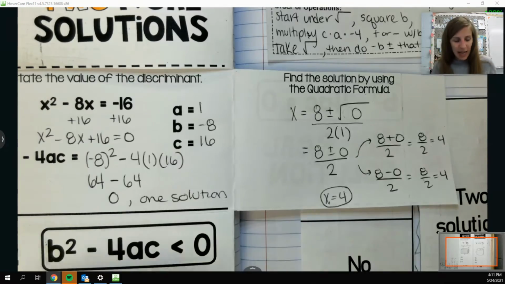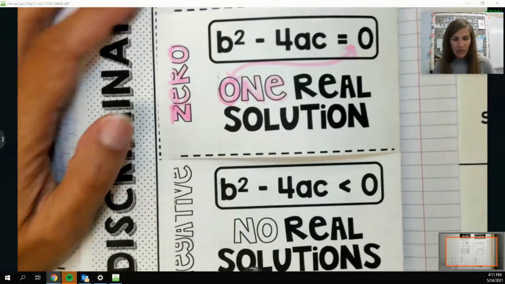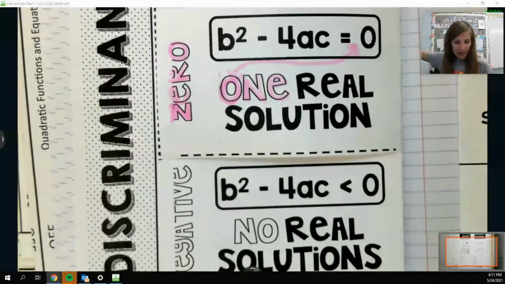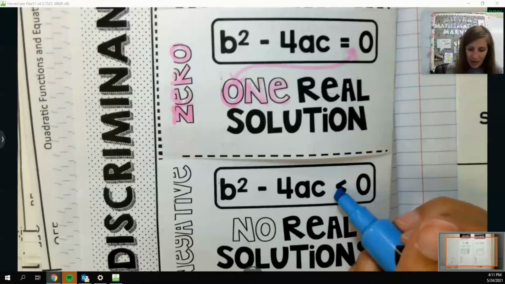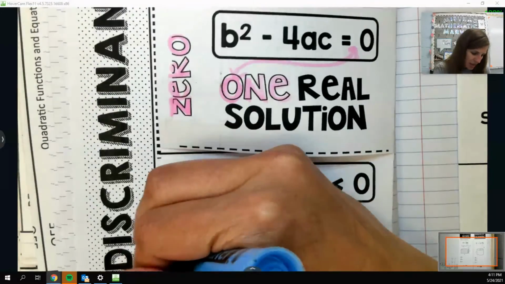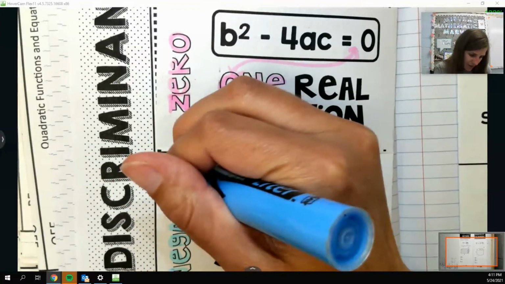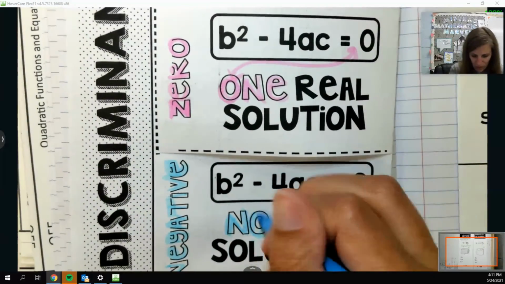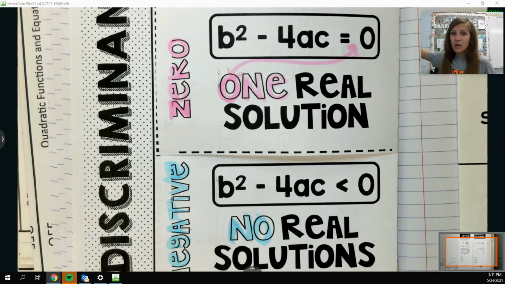And so last but not least, the only other thing that could happen is that when I'm doing the discriminant b squared minus 4ac, we end up with a number less than 0, which is just like a low-key negative number. And if it's negative, that means I have no solution. And so there's no point in continuing to find the rest of the quadratic formula.